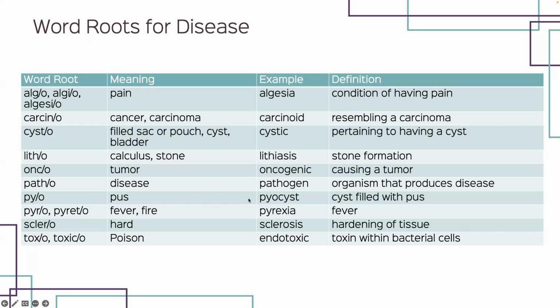Pyo is going to be for pus. So if you have a pyocyst, it's going to be a cyst that is filled with pus. And then your sclero is going to be a hardening. So sclerosis is going to be the hardening of a tissue.